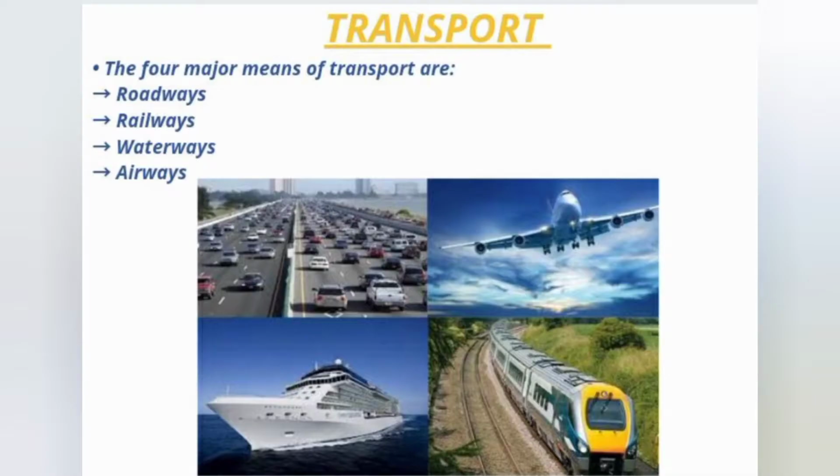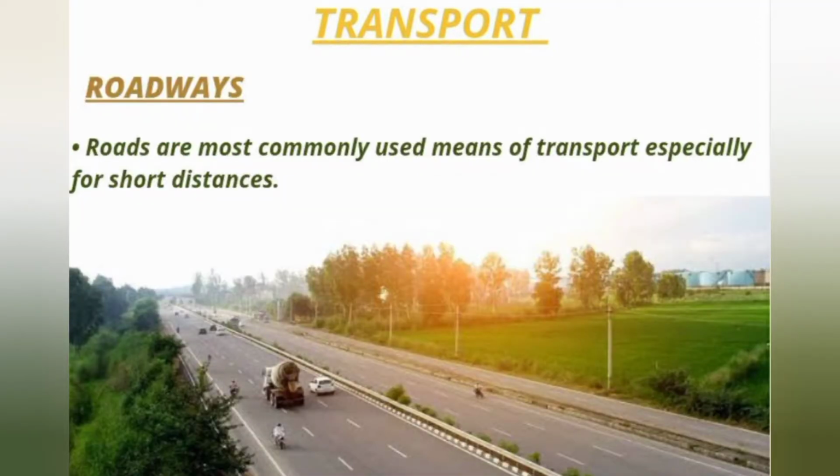Now you can see the four major means of transport are roadways, railways, waterways, and airways. Now we will discuss each of these in a little bit of detail. So let's get started with roadways. Roadways are the most commonly used means of transport, especially for short distances.